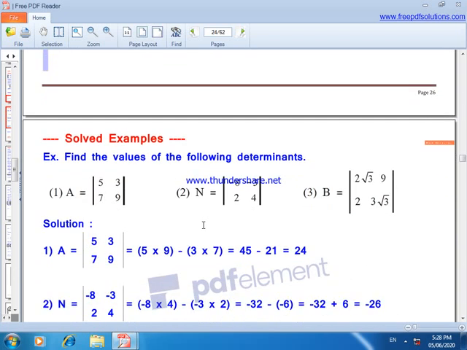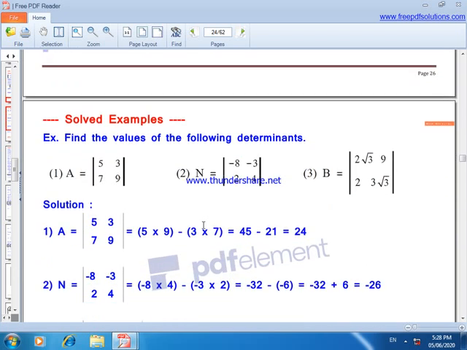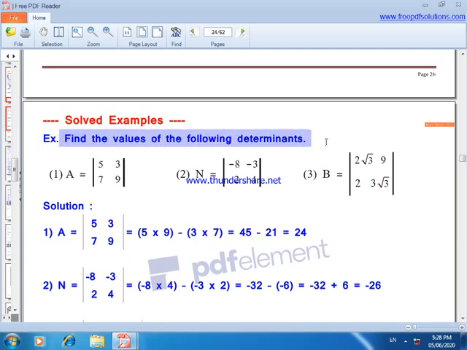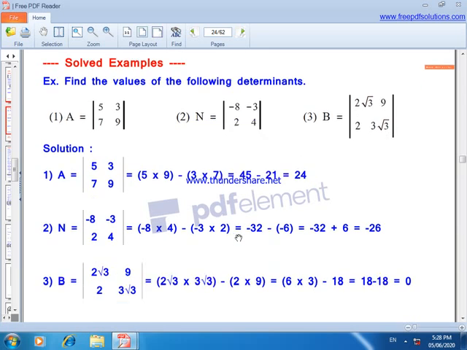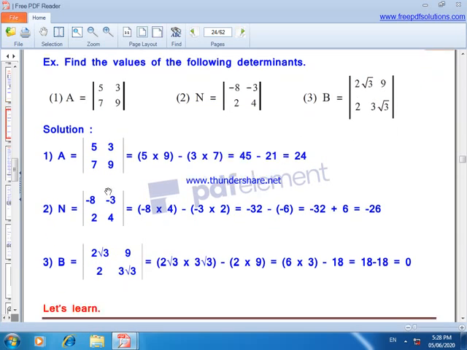Now let's see some solved examples in which we are going to find the values of determinants. The first example is A is equal to 5, 3, 7, 9. Second, N is equal to minus 8, minus 3, 2, 4, and the third one is 2 root 3, 9, 2, 3 root 3. So let's solve the first example, to find the value of determinant A is equal to 5, 3, 7, 9.